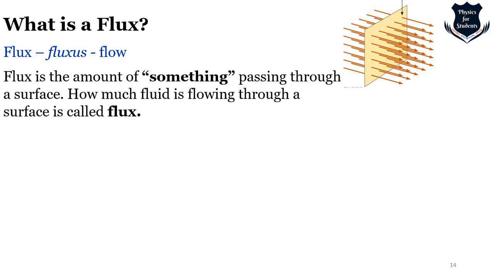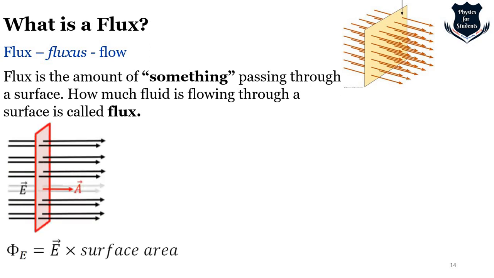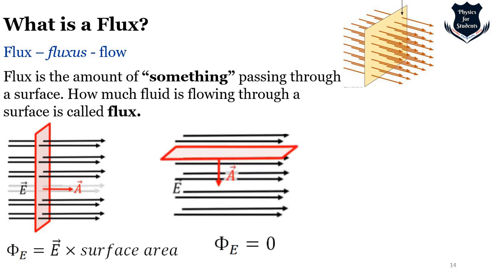Now for a uniform vector field and a surface which is perpendicular to the direction of the field, the flux phi is defined as the product of the magnitude of the field and the area of the surface, which I have taken as a product. In the case where it is not perpendicular, the flux is 0.